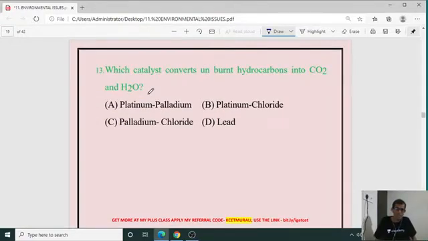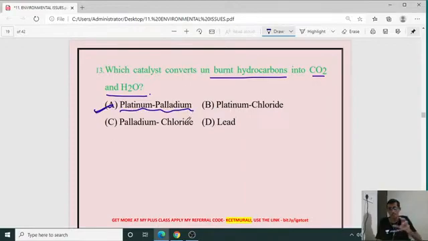Next one. Which catalyst converts unburned hydrocarbons into carbon dioxide and water? So the catalytic converter is going to convert the unburned hydrocarbons which are present in the fossil fuel into carbon dioxide and water. Which catalytic converter do they use? It is platinum and palladium plates or particle-containing substances that are going to be utilized to convert the unburned hydrocarbons into carbon dioxide and water.